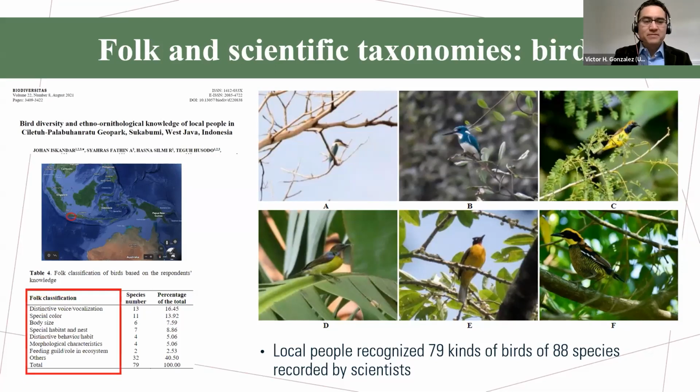And most of these, as you see in this table on the bottom, use different kinds of information. They classify birds based on vocalization, the type of sound that they make, the color, the nest, some rare behavior, the size, different kinds of things that they use to classify them.